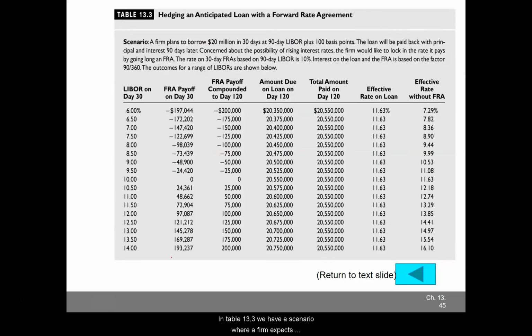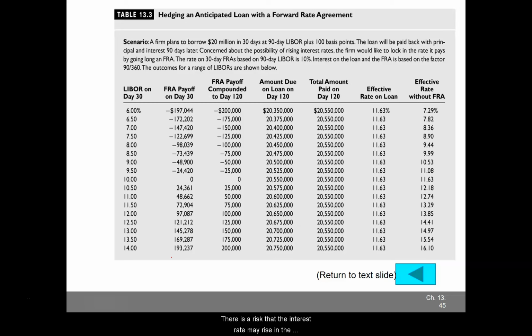In table 13.3, we have a scenario where a firm expects to borrow 20 million 30 days from now, and it will be borrowing this 20 million at the 90-day LIBOR prevailing at that time, plus 100 basis points. So there is a spread of 1% over the LIBOR rate. The loan will be paid back at the end of the loan period and will include both principal and interest.